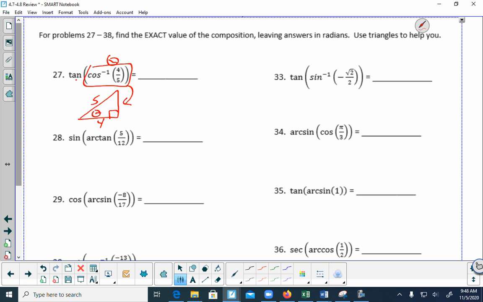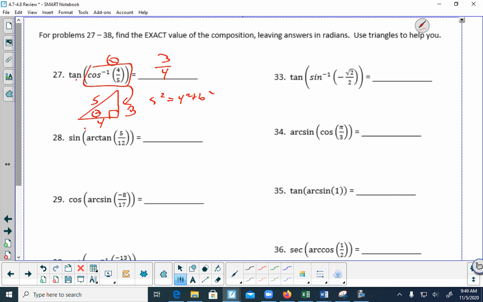Now I'm going to ask for the tangent of theta. Well, to do the tangent of theta, I need this opposite side, so I would do 5 squared is equal to 4 squared plus b squared. This ends up being 3, so the tangent of this angle will be 3/4. So what I'm doing is I'm first drawing the triangle, and then I'm answering the question.